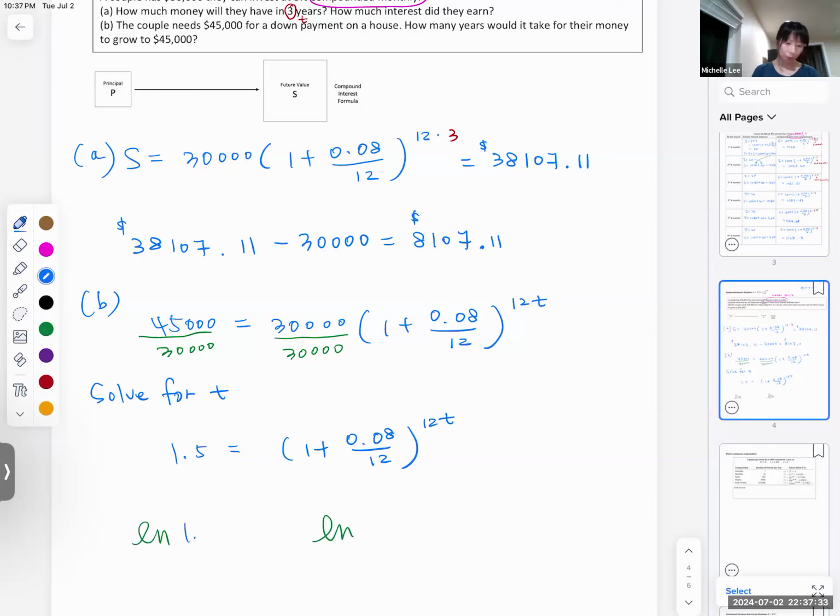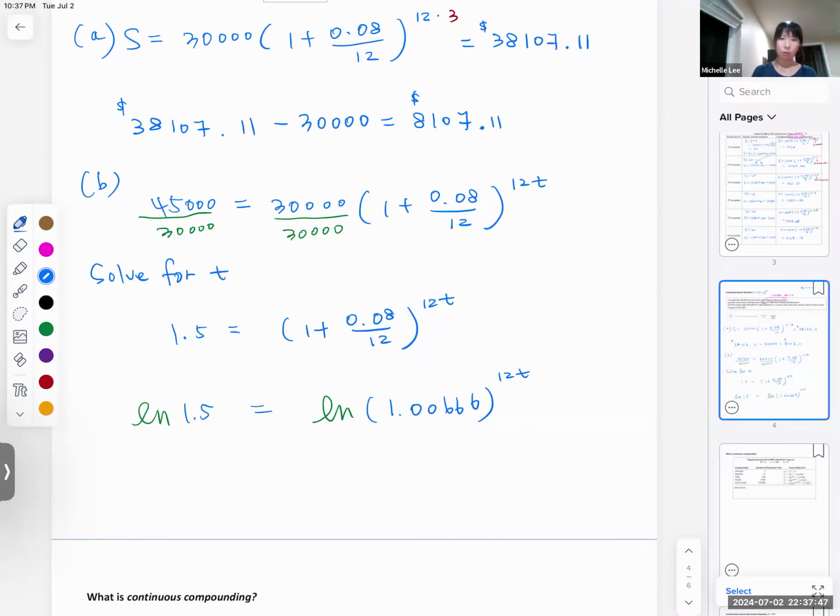So there will be 1.5 equal to, and inside we have 1.00666 to the 12T. Since we take the ln, it will be ln 1.5, natural log, right? 12T times the natural log of 1.00666.